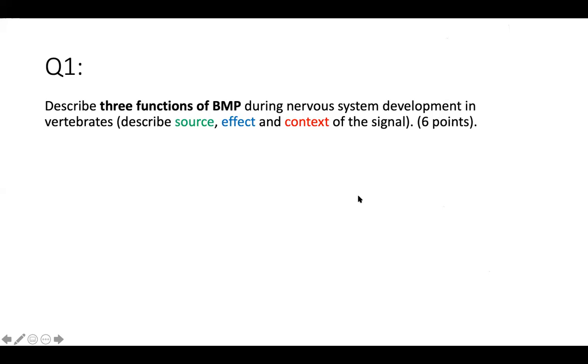Question 1: describe 3 functions of BMP during the nervous system development in vertebrates. Describe source, effect, and context. I've color-coded this.